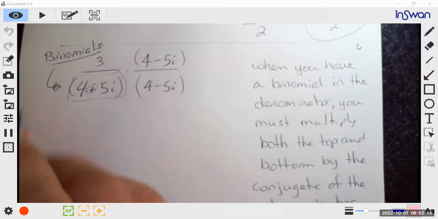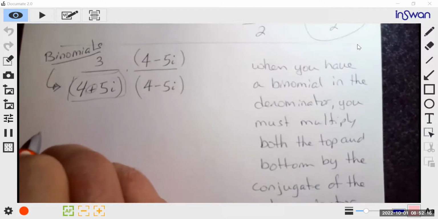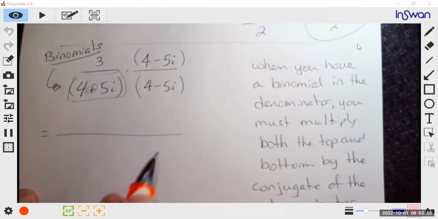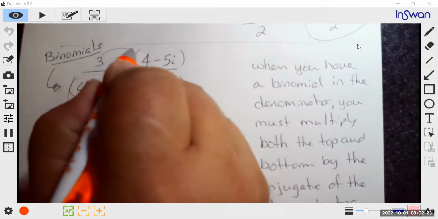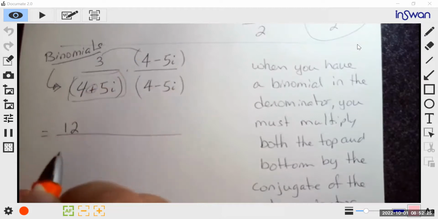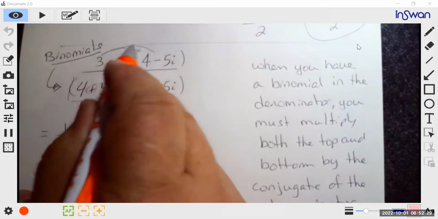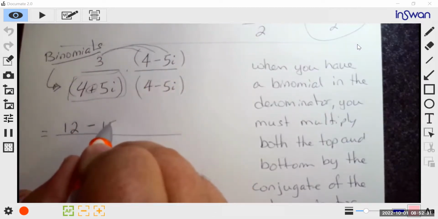Let's work this one out then. On top, we have 3 times 4 is 12. Positive times negative is negative. 3 times 5i is 15i.